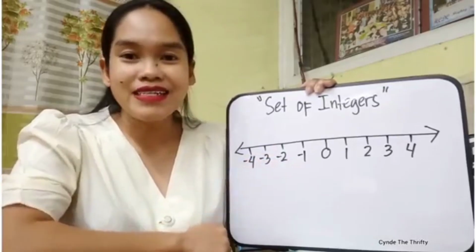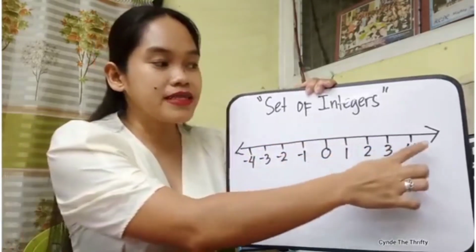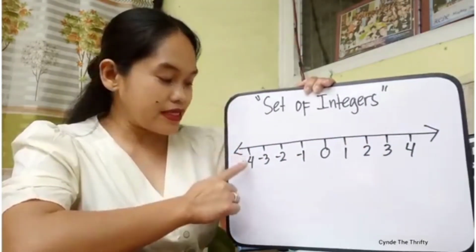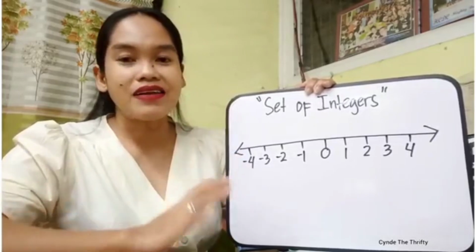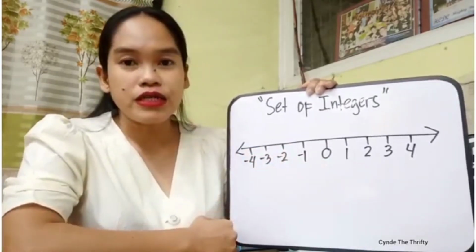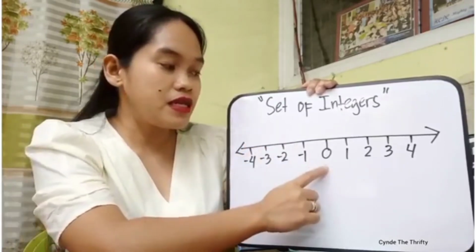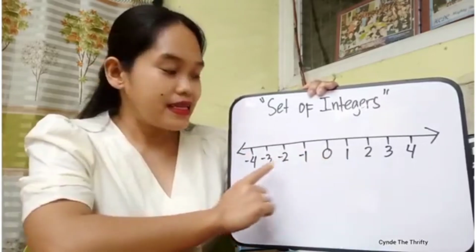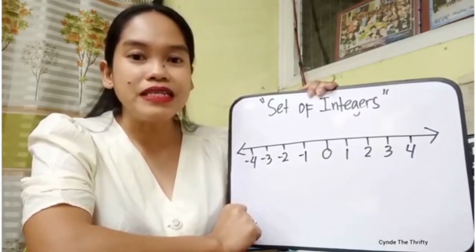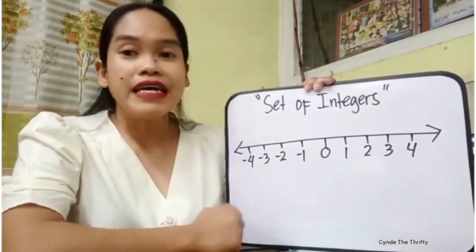Ang linya na to is tinatawag na number line. Pwede pa yan siyang mag-extend. So from 4, pwede siyang mag-extend hanggang anong number yung gusto mo. And sa negative 4, pwede pa siyang mag-extend kahit na anong number yung gusto mo. So these are the set of integers. Ang tinatawag natin na set of integers is consisting of 0, positive, and negative numbers. So, this is our number line and these are the set of integers.